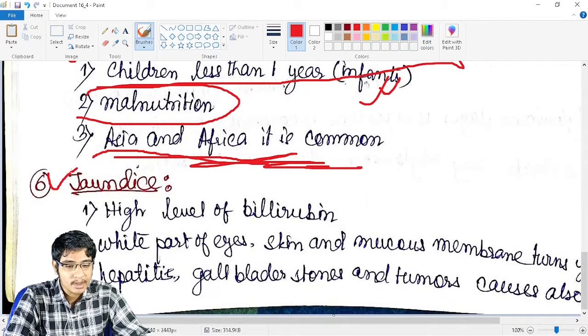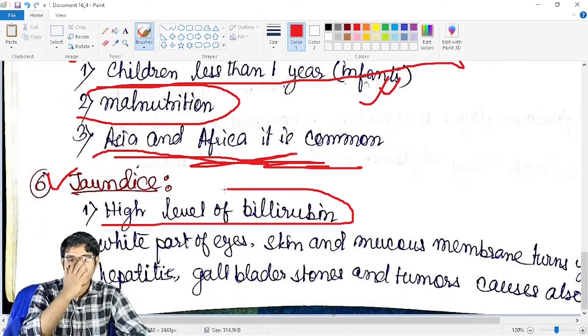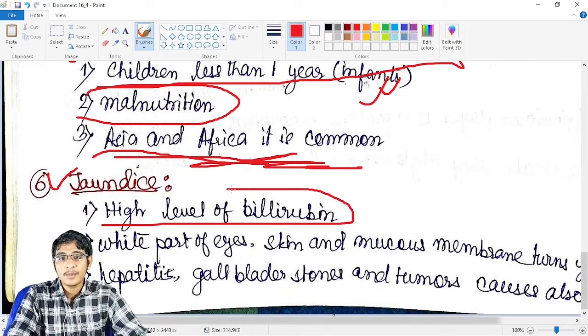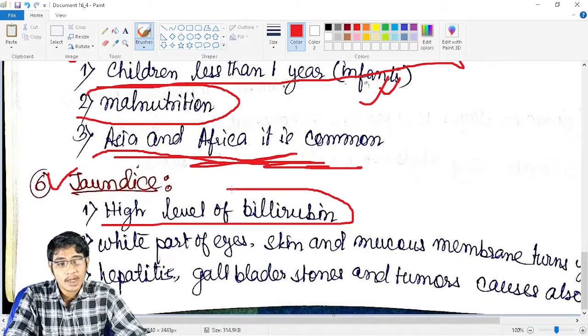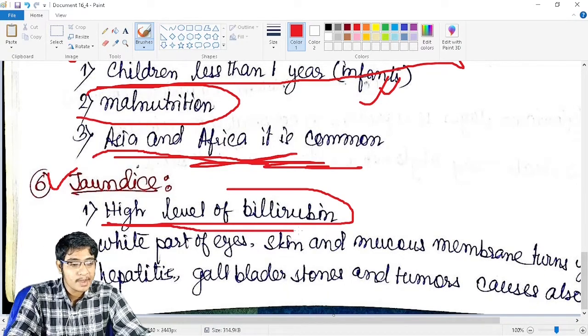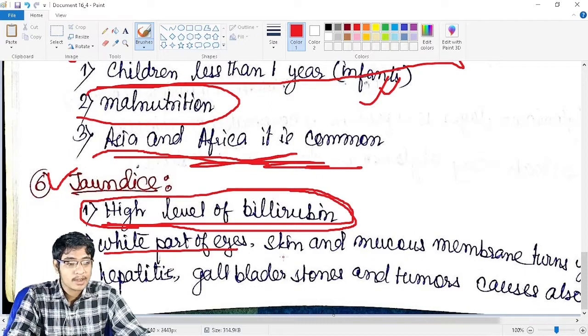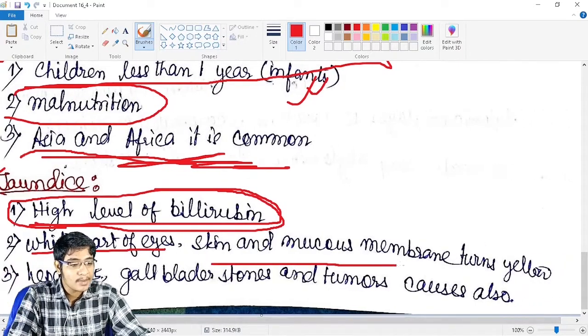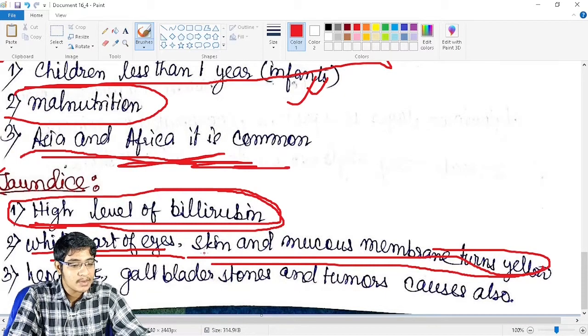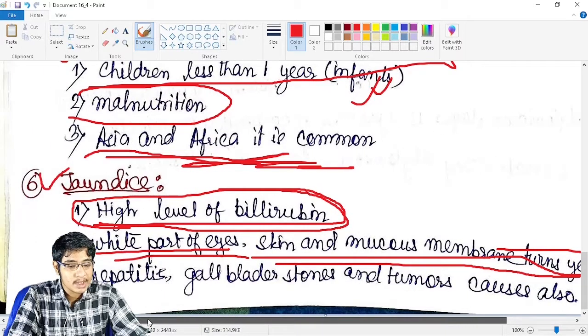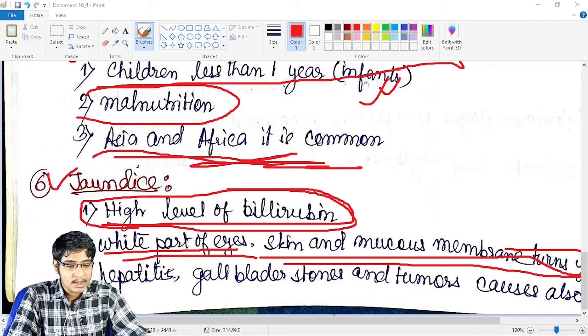Next, we have jaundice. Jaundice is a high level of bilirubin. As I said in the previous video, there are two pigments known as bilirubin and biliverdin. So if the level of bilirubin increases, then jaundice may occur. The white part of our eyes, then skin and mucous membrane turn yellow. This is a symptom of jaundice.